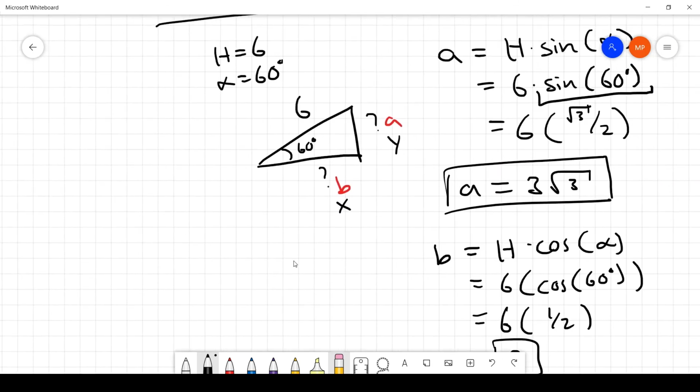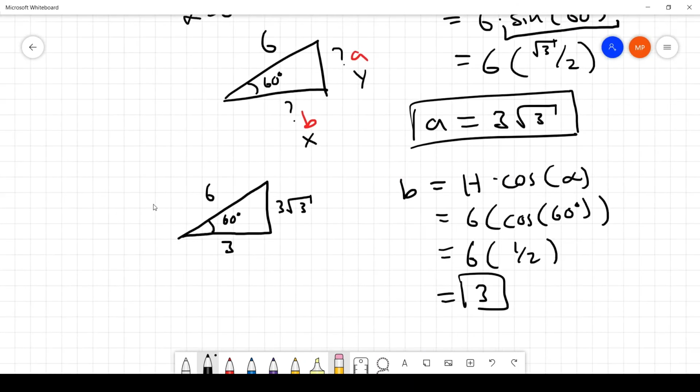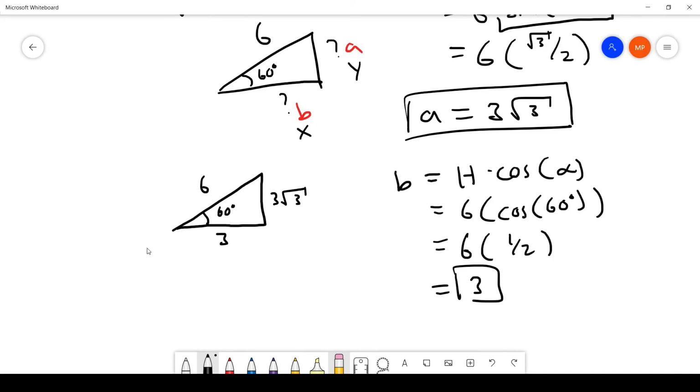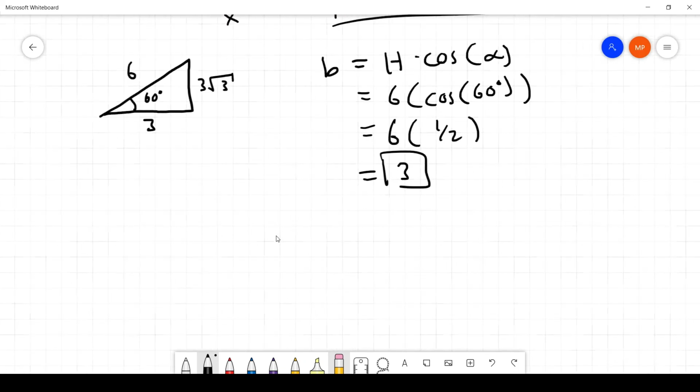And so now we can fill in these missing values of the triangle and figure out that the triangle itself is actually 3 root 3, 6, and 60 degrees. And this is still neat, but it still begs the question of, okay, well, what about actually applying this? Like, it's cool to find missing sides of the triangles, but when does that come in handy?